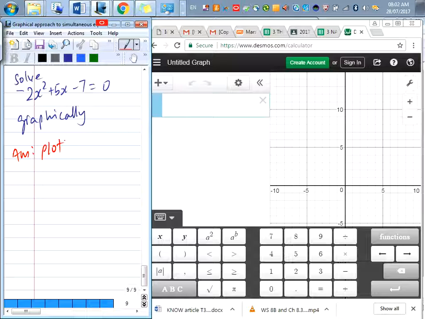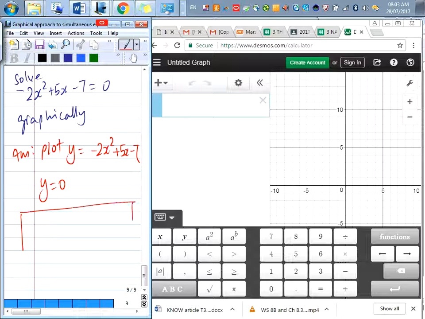Okay, first equation you should plot, what is it? y equals negative 2x squared plus 5x minus 7. Okay, second one will be y equals 0. Anybody any questions, any doubts at this point? No? Okay, then how do we plot the first graph?